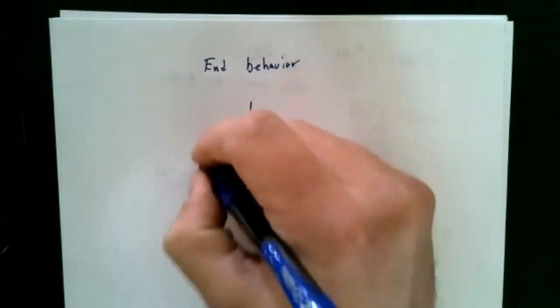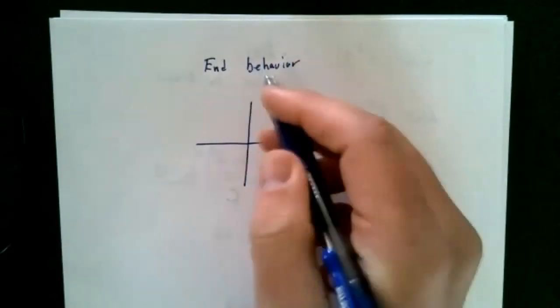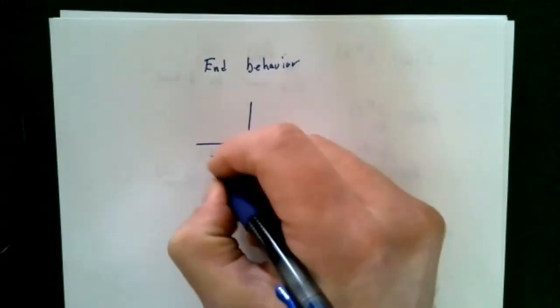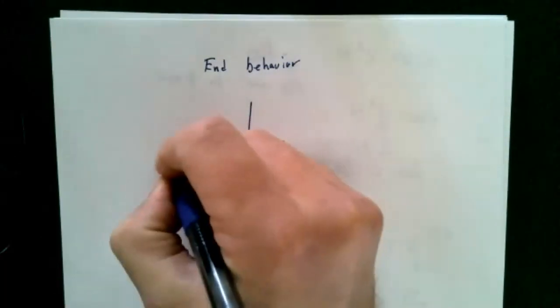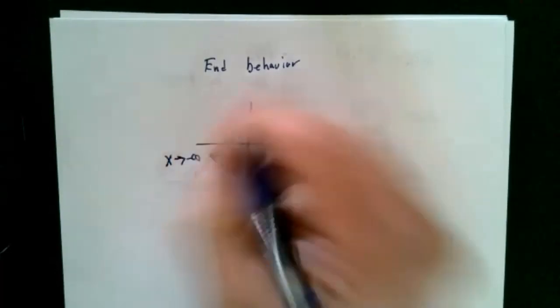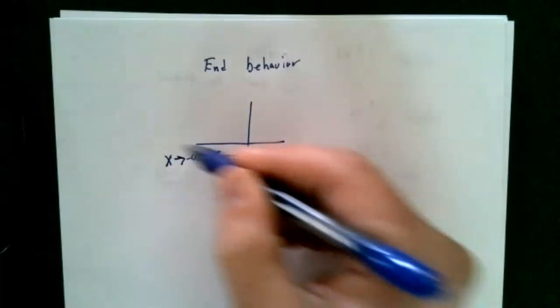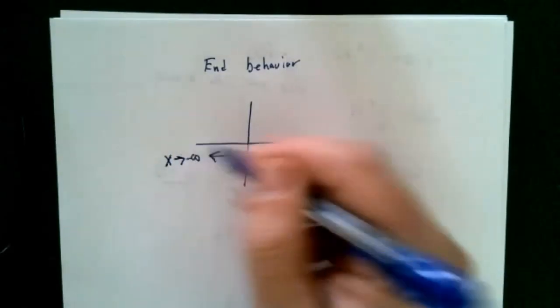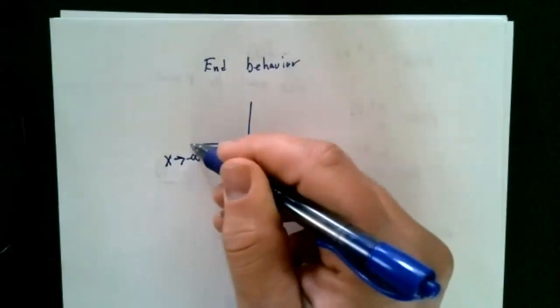we have our x and y plane here. We always want to start at the origin and we want to work to the left to where we're going to have x approaching negative infinity. Okay, how far can we go to the left? We can go to negative infinity. So what is this graph doing as we move farther and farther left?